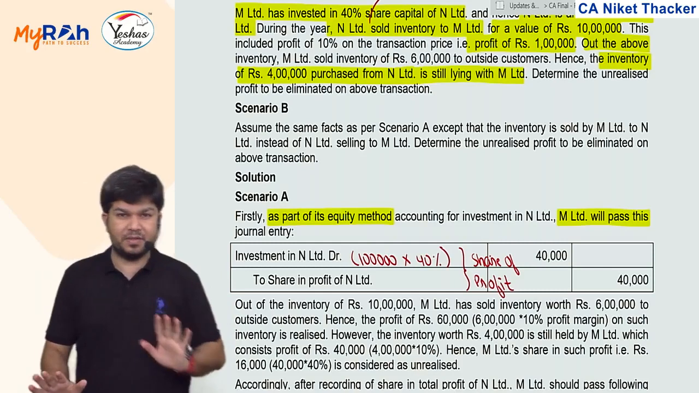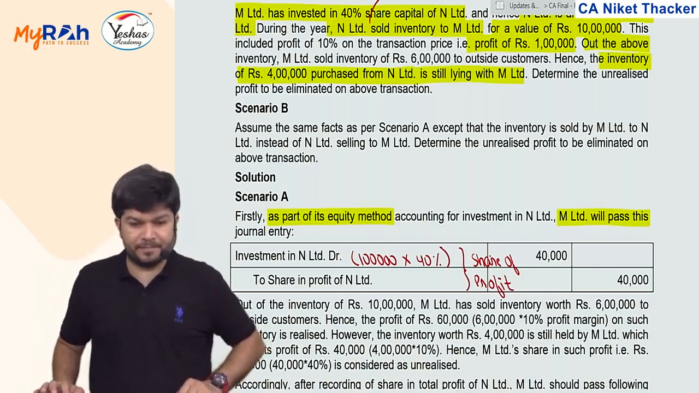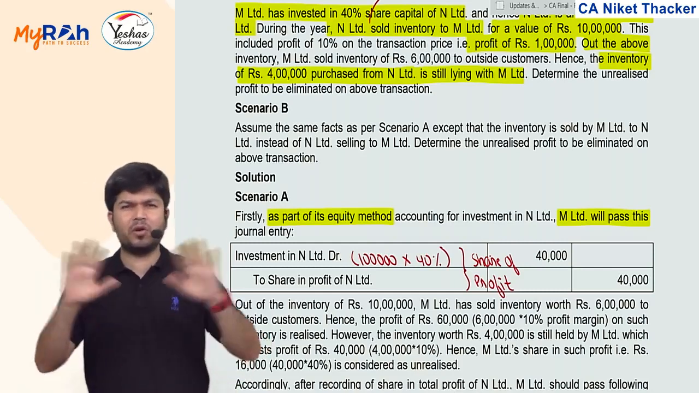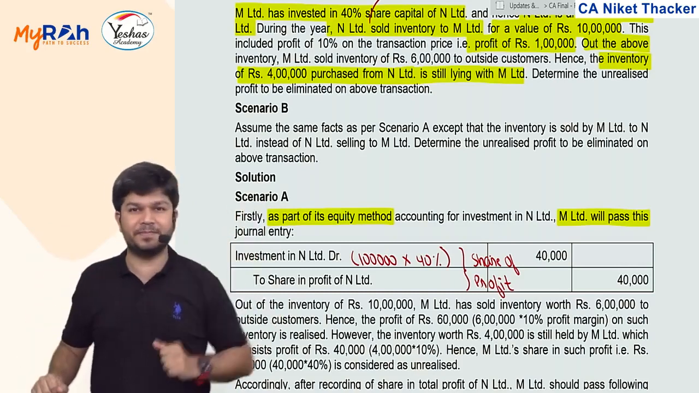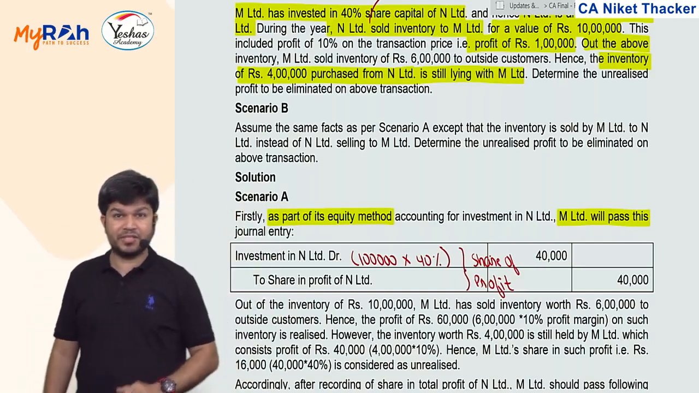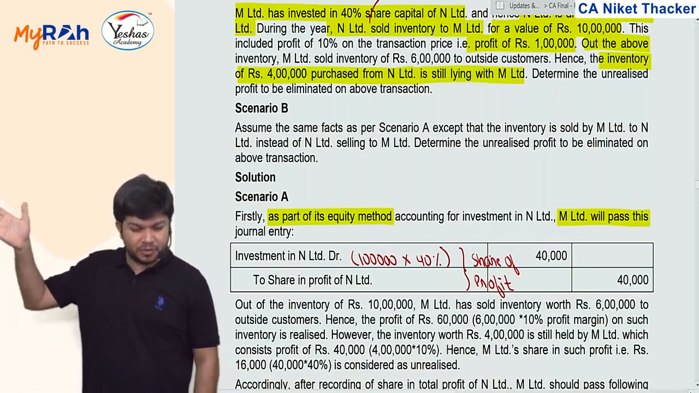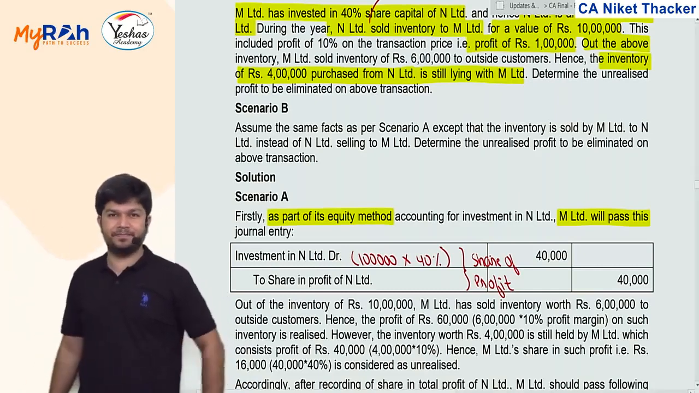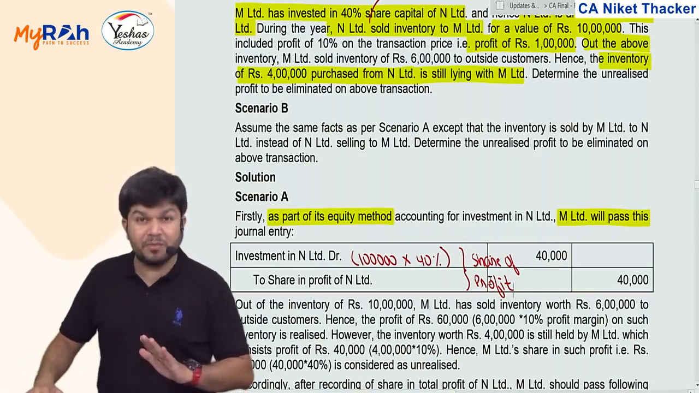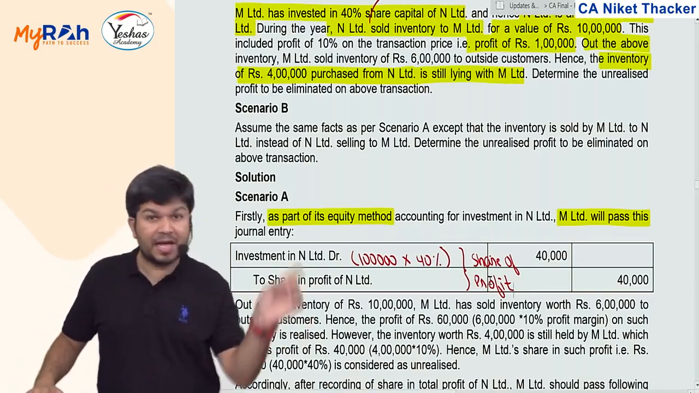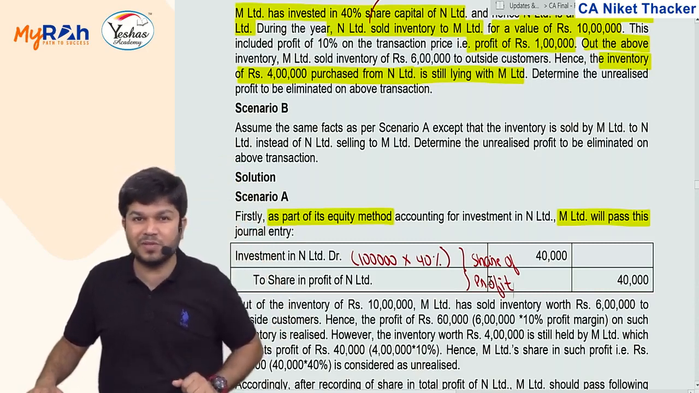Pay attention. Now, what is the entry for share of profit? I did not get cash; I added to my investment. Investment in N Limited debit, to share of profit from N. So N earned 1 lakh, out of which 40,000 comes to you.